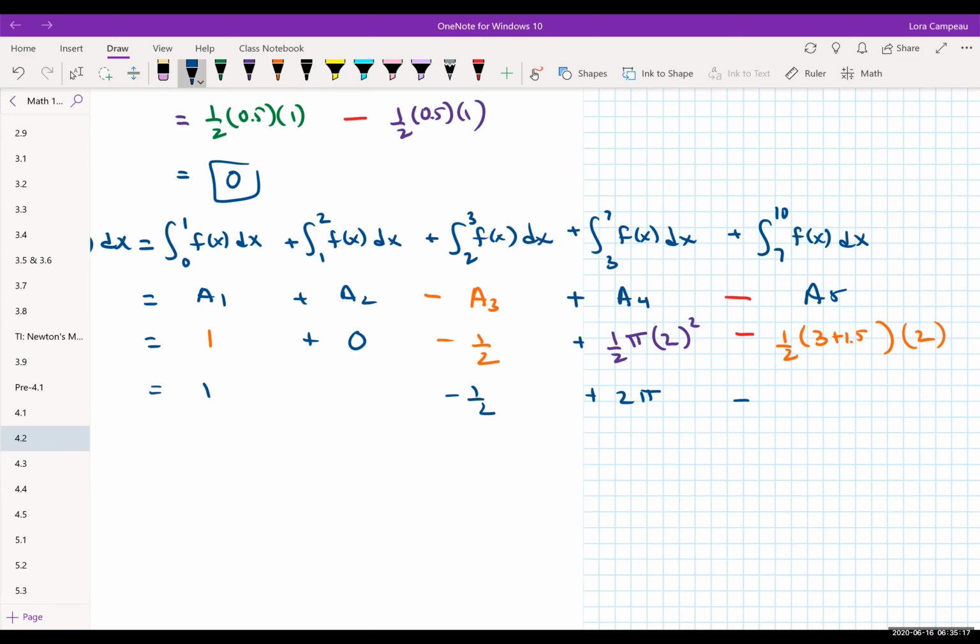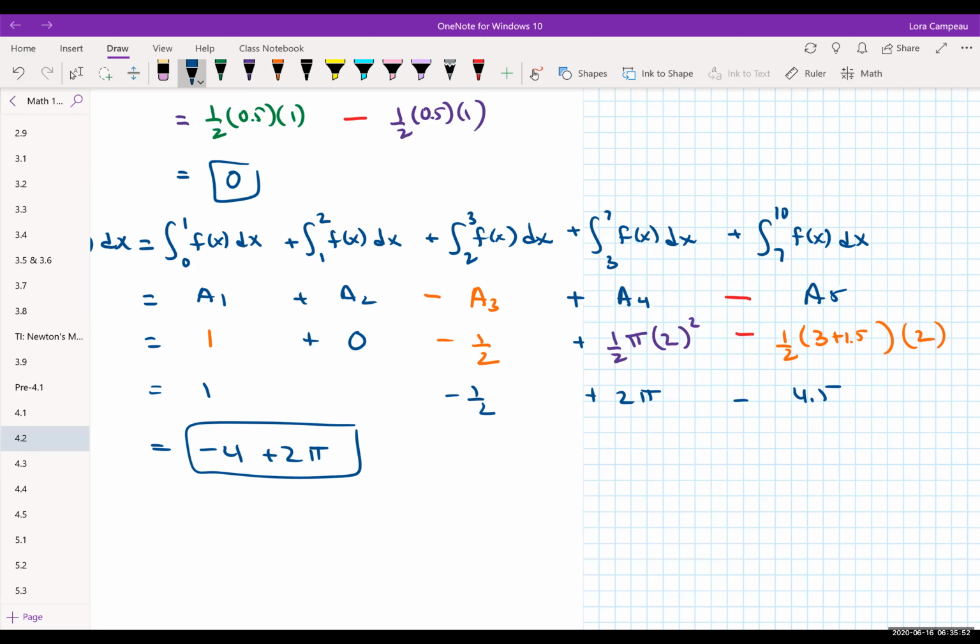And then let's make this prettier, subtracting off 3 plus 1.5, which is 4.5. 1/2 of 2 is 1. So we should have subtracting off 4.5. Now if we're going to combine all of our terms, we have 1 minus 1/2 minus 4.5. So it looks like we should have -4 and then plus 2 pi. That wasn't a like term with anything.